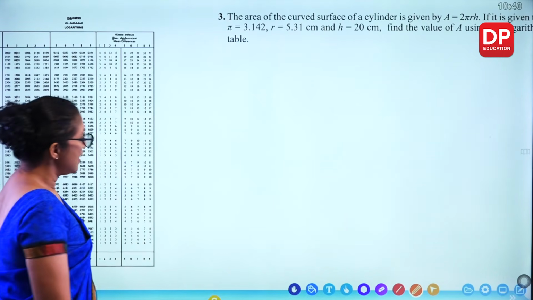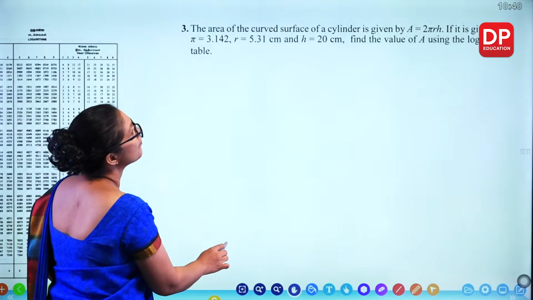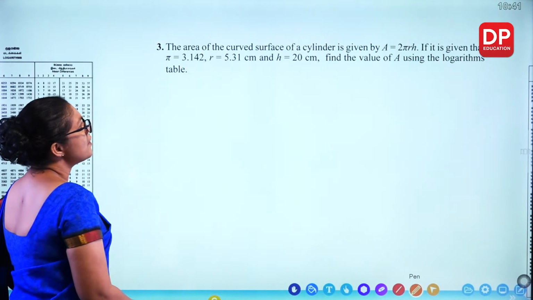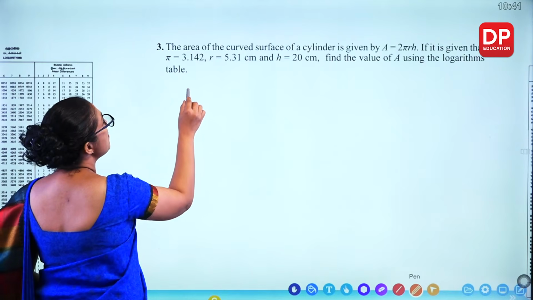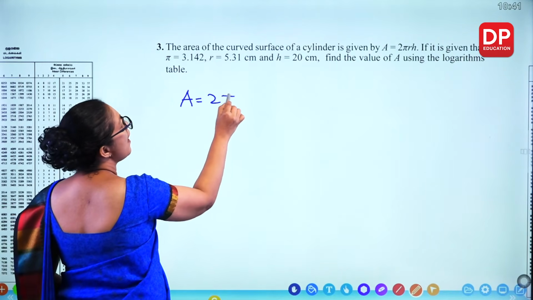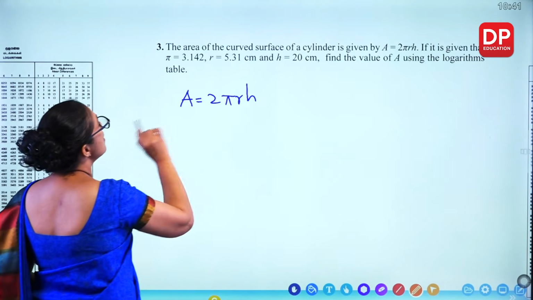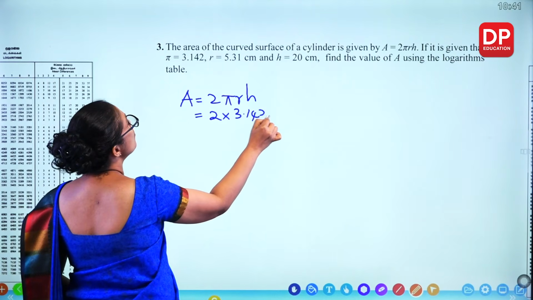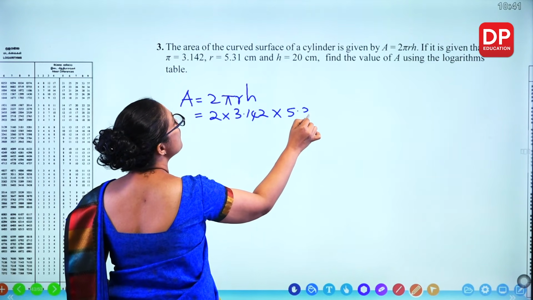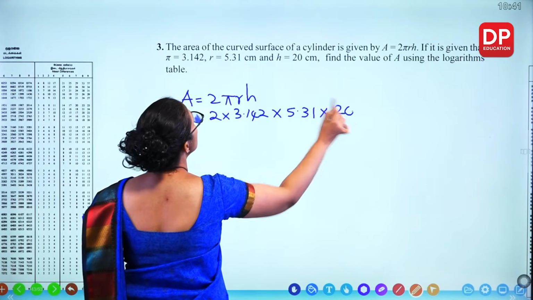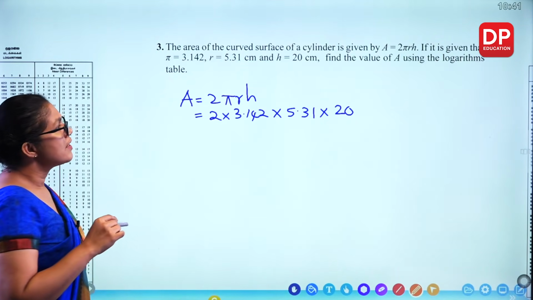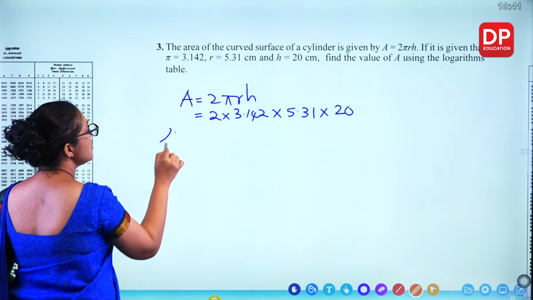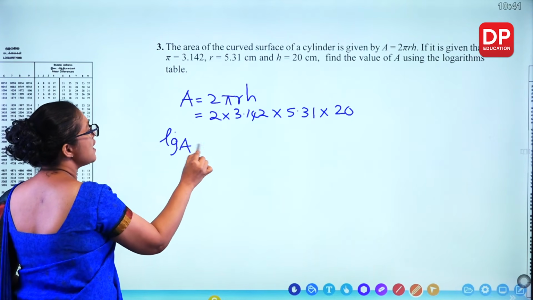We'll take the next one. Next question. Area of the curved surface of a cylinder is given by A equals 2 pi RH. You have given all the values. Pi is 3.142, R is 5.31 and H is 20. Using logarithms, find A. So all these are multiplication, so the log values become addition.